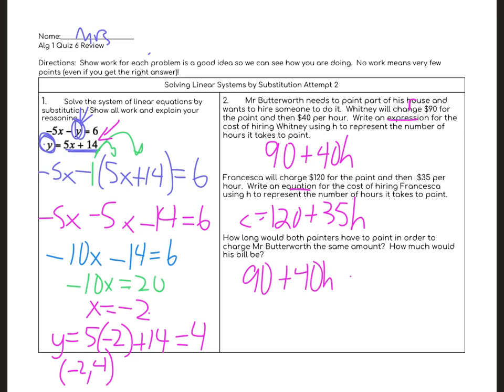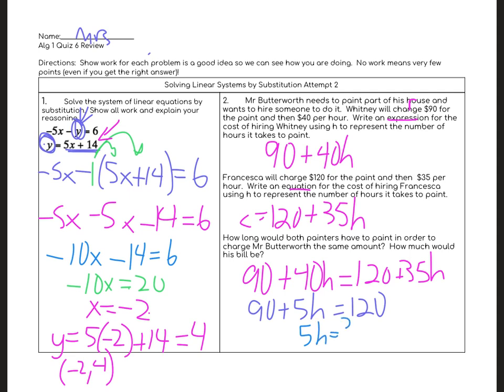So this is substitution. We're just replacing these. Equals 120 plus 35H. I'm going to subtract 35H from both sides. And then I'm going to subtract 90 from both sides. That's an X, not an H. Silly pants. 5H equals 30. And then I'm going to divide by 5. And H is 6. So after 6 hours, it would be the same price.